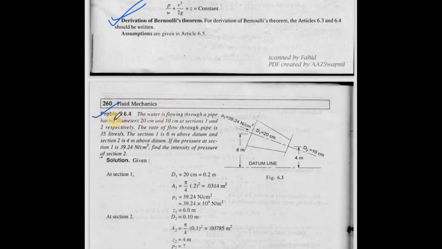Water is flowing through a pipe having diameters of 20 centimeter and 10 centimeter at sections 1 and 2 respectively. The rate of flow through the pipe is 35 liter per second. This is section 1, this is section 2. The first section is 6 meters above the datum, while the second section is 4 meters above the datum. If the pressure at section 1 is 39.24 Newton per centimeter square, find the intensity of pressure at section 2.